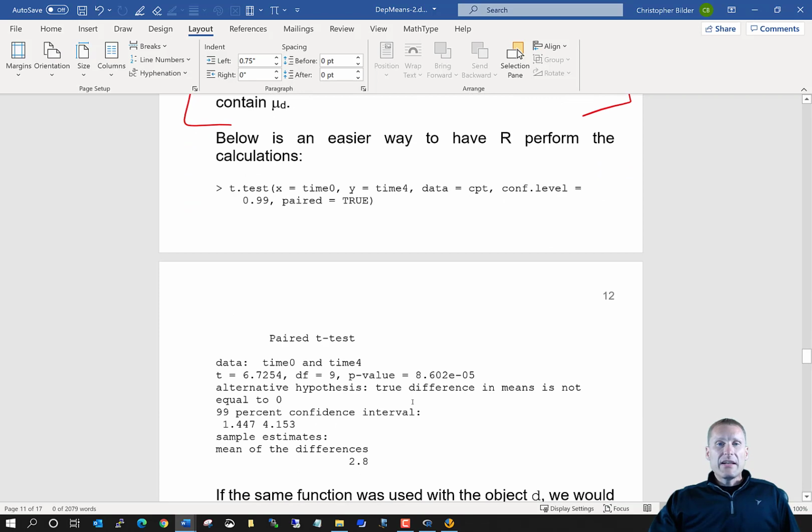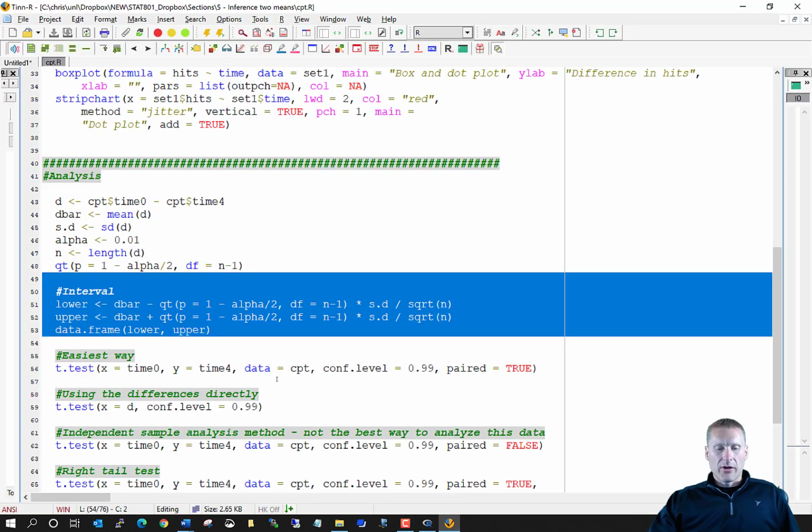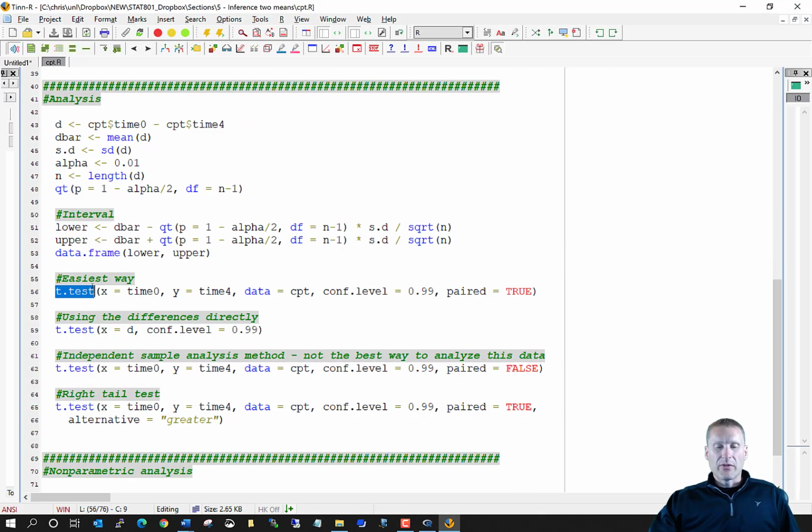So here's a little bit easier way to perform these calculations in R. Use, as we've done before, the t.test function. For the first argument, we have an argument called x. This is where you put in what you would refer to as population number 1, in this case the time 0 values. Then y gives us our time 4 values, the sample from population number 2. My data is in a data frame called CPT. Confidence level of 0.99.